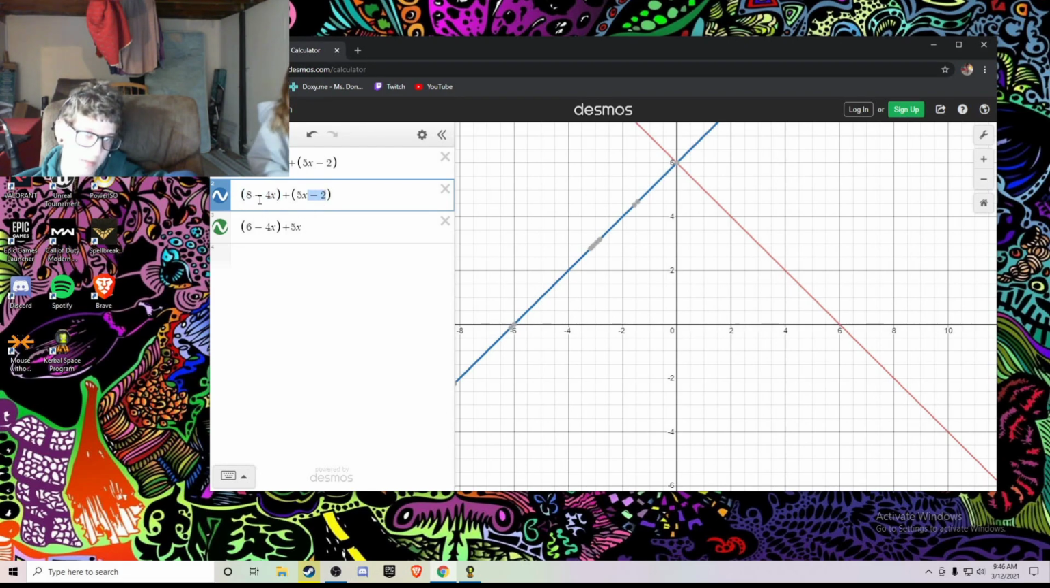I get what you're saying, but I've never done this, so why is she expecting us to know how to do this? 8 minus 2 is 6. So you have 6 minus 4x plus 5x, which is still in parentheses. It still doesn't make sense because I didn't get taught how to do this. Right?